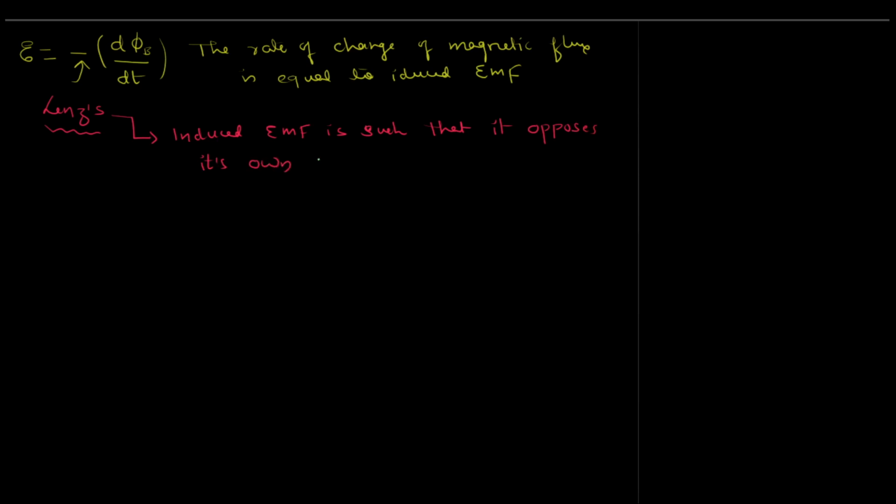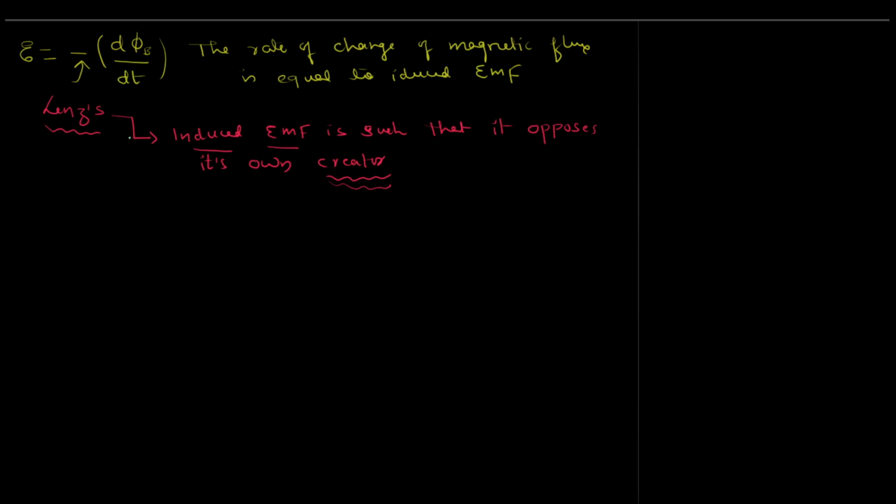Its creator. And who is this creator over here? The changing magnetic flux, right? So changing magnetic flux induced the EMF, and that induced EMF will be in such a direction that it opposes its own very creator, that is the changing magnetic flux. So basically, to sum this statement up, if the magnetic flux happens to be increasing, then the induced EMF will try to reduce it, and if the magnetic flux is, say, decreasing, then the induced EMF will try to increase. And these are the things that we already know. Coming into this video, we already know these things, right?